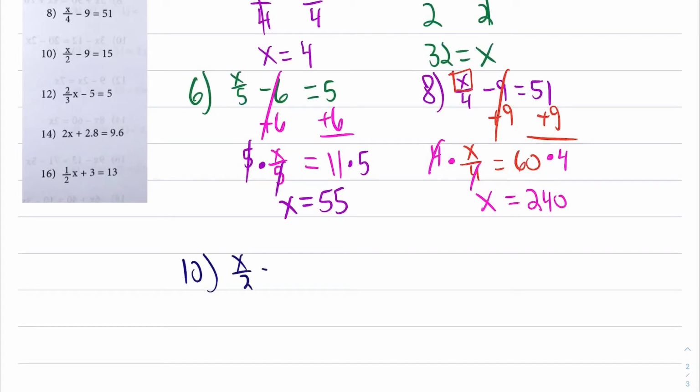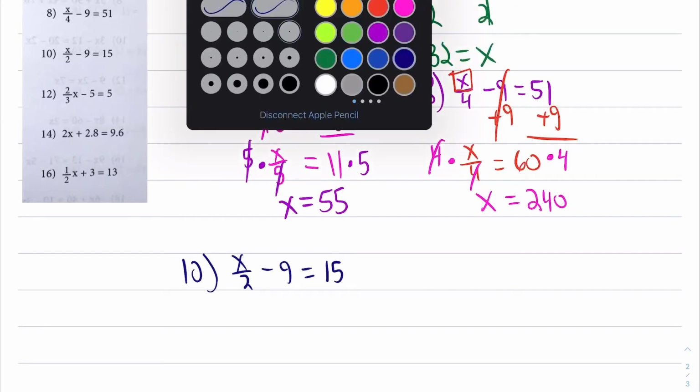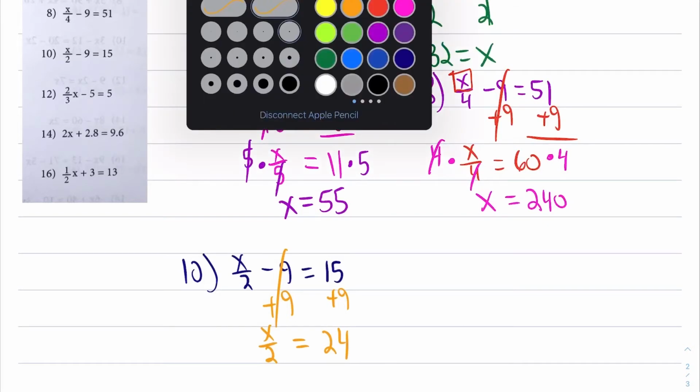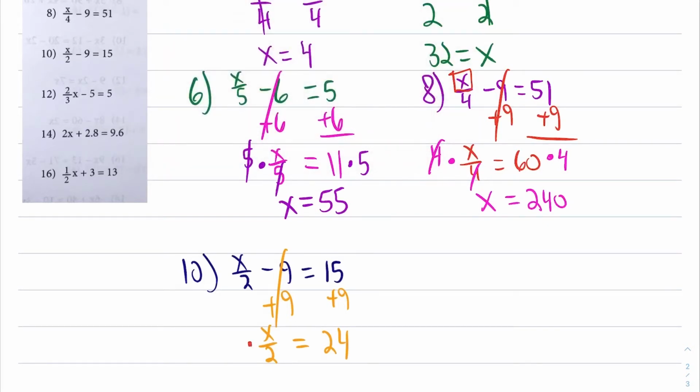x divided by 2 minus 9 equals 15. So the first step is we're going to get rid of that 9 by adding it. We're going to copy what stayed the same. 15 plus 9 is 24. Last step, multiply by 2. x equals 48.